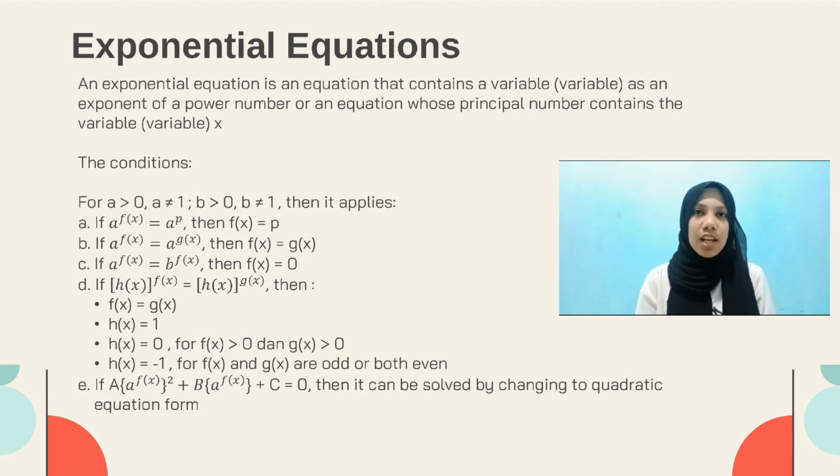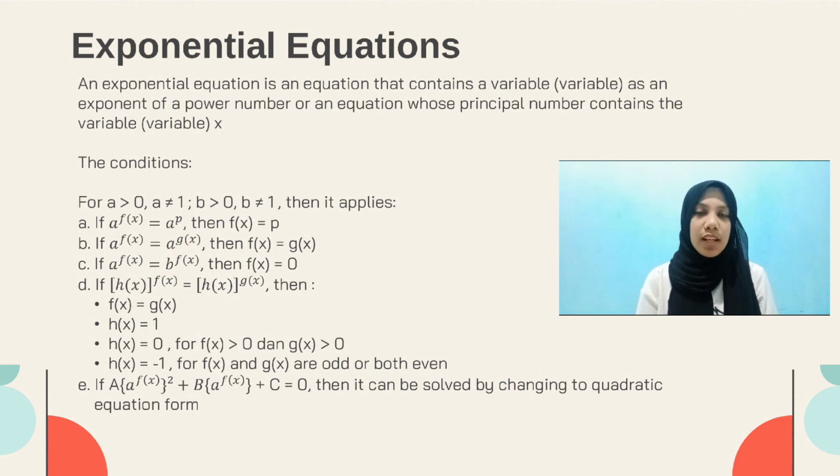4. If h(x) to the f(x) is h(x) to the g(x), then: a. f(x) is g(x); b. h(x) is 1; c. h(x) is 0 for f(x) more than 0 and g(x) more than 0; d. h(x) is minus 1 for f(x) and g(x) both odd or both even.